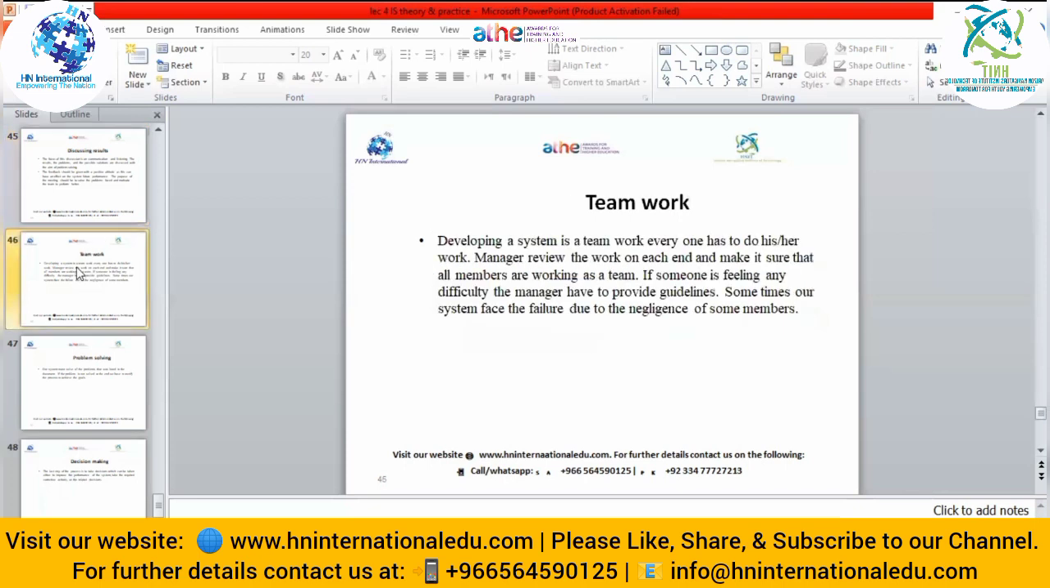the previous performance. We have to focus on teamwork. If we are not working as a team, it will be difficult for the organization to do any work. So developing a system is teamwork. Everyone has to do his or her work. The manager reviews the work at each end and makes sure that all members are working as a team. No one is doing less work, no one is doing more work. Everyone is fulfilling his or her responsibilities.